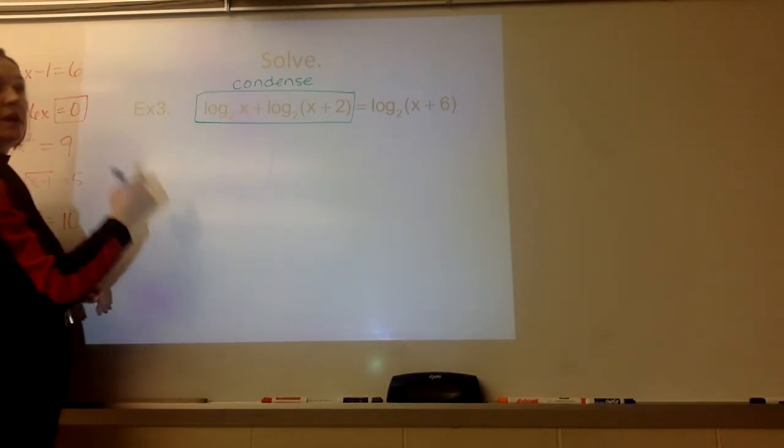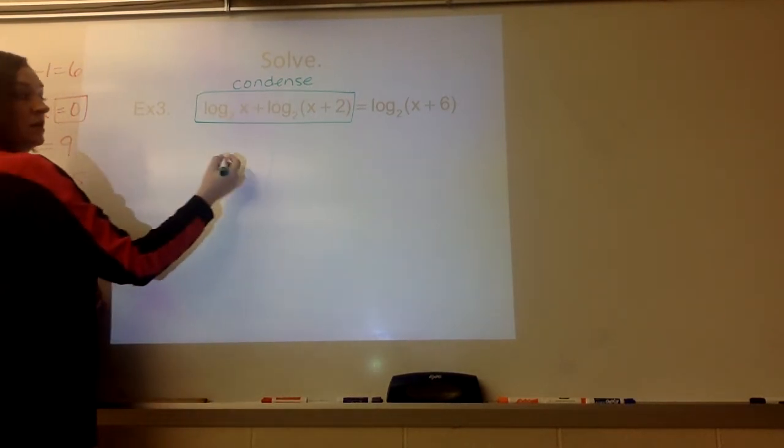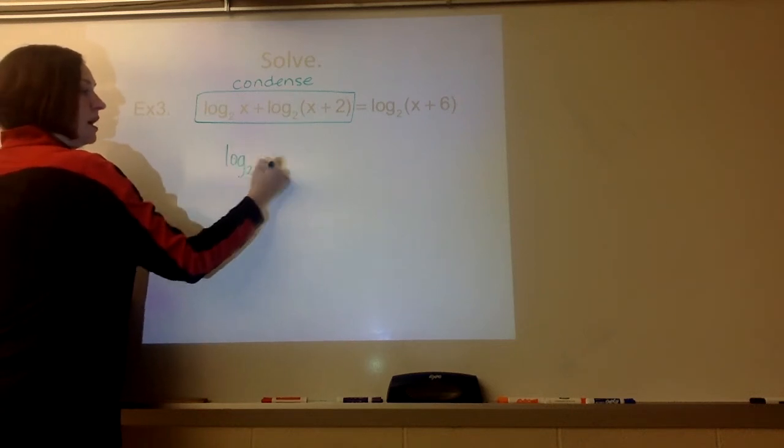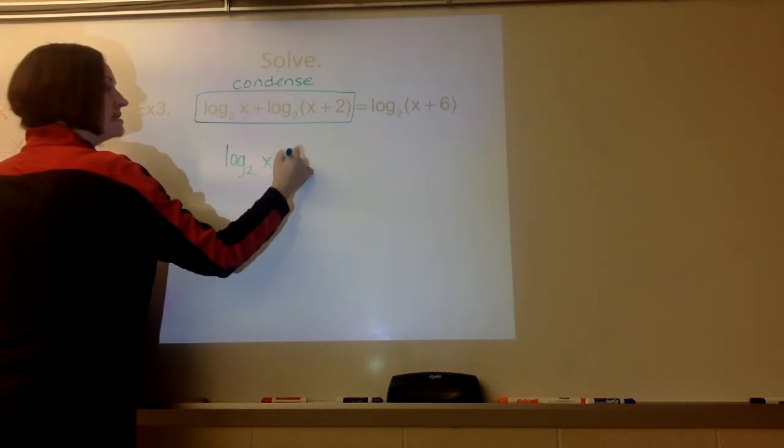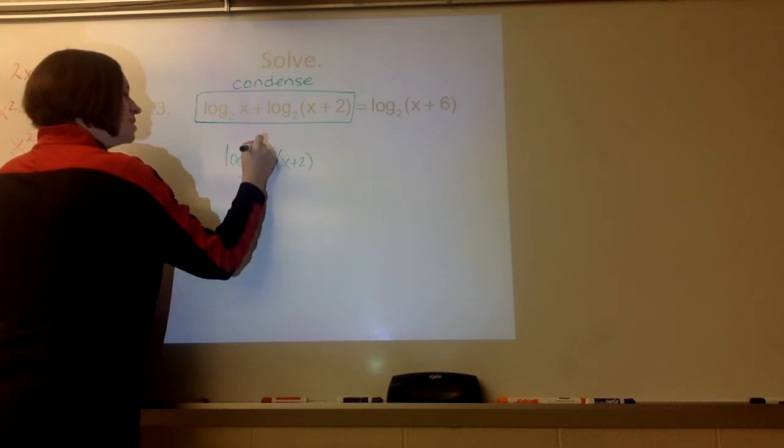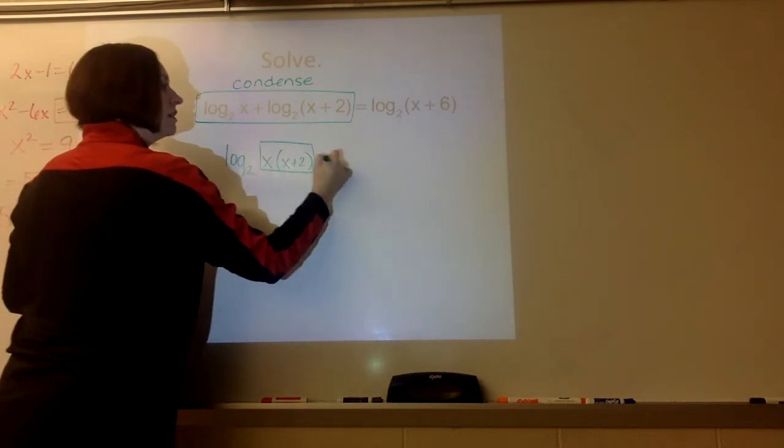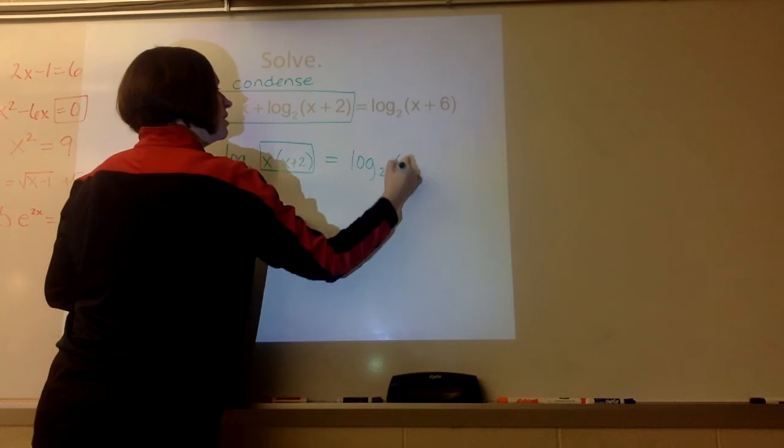What operation do I use when I'm adding 2 logs? Log base 2 of x times x plus 2. Everybody knows this is all in the answer spot, correct? Log base 2 of x plus 6.